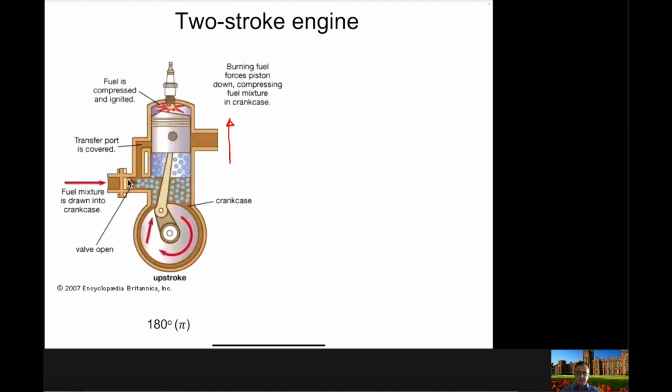Because the piston is moving in the upward direction, it will create a vacuum here which will open the valve, and it will suck the air fuel mixture into the crankcase here, and you are covering the transport port, and obviously there will be ignition in the combustion chamber.